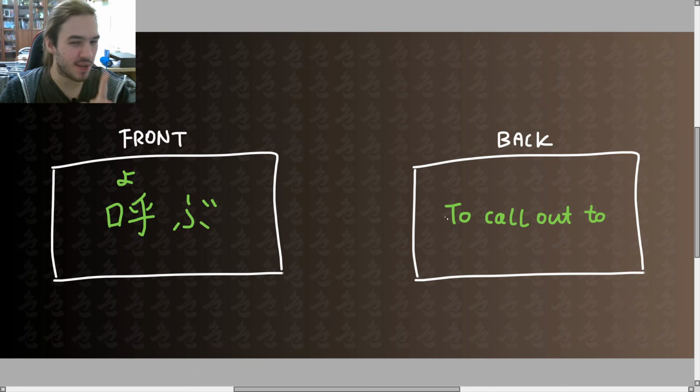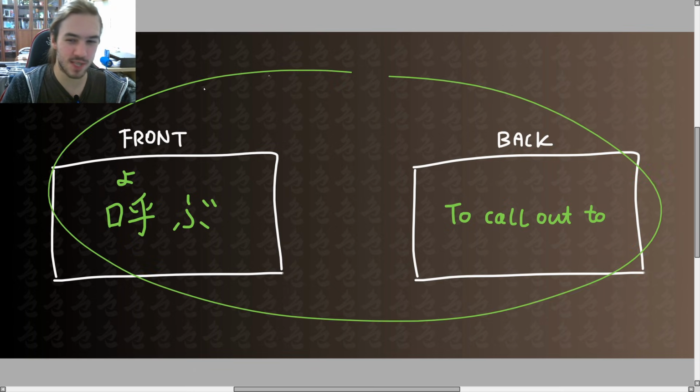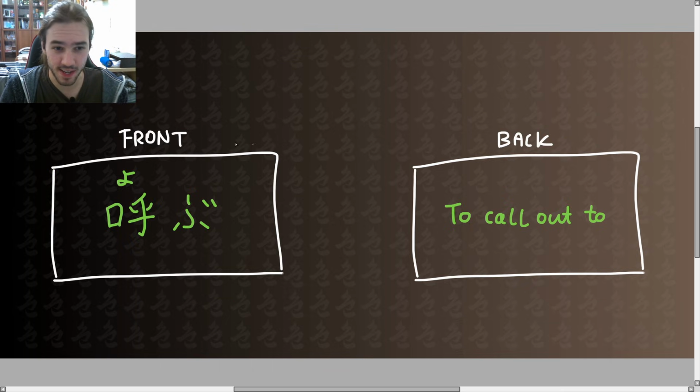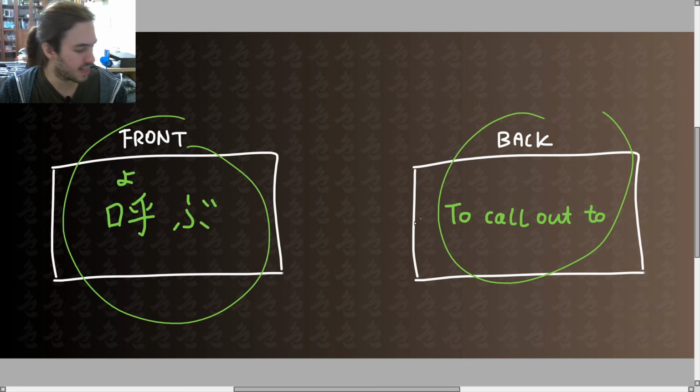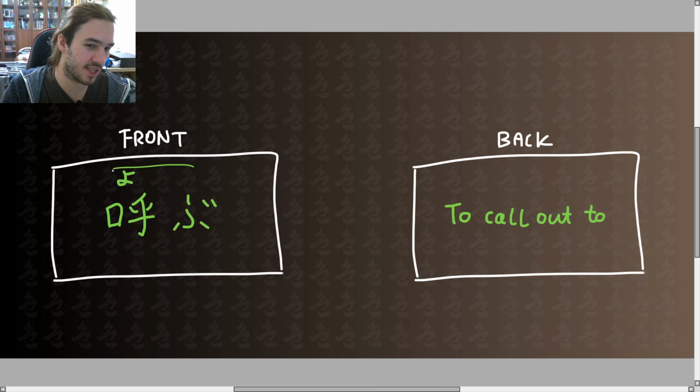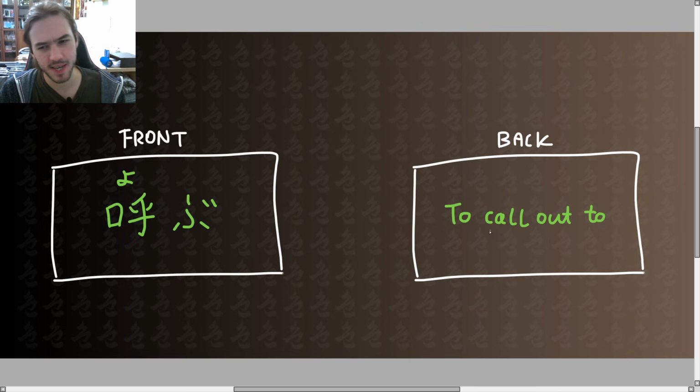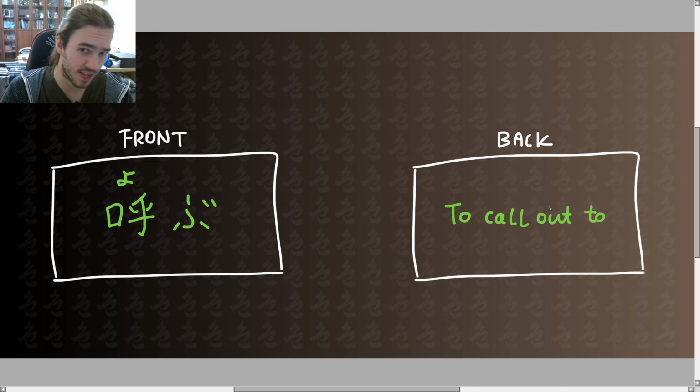Hi. Quick question. Can you tell me what's wrong with this flashcard? Let's treat it as a single flashcard: here we've got the front, here you've got the back. On the front there's the Japanese word, yobu. On the back there's the English equivalent, right? To call out. So what's wrong with this flashcard? I'll give you a second to think about it.